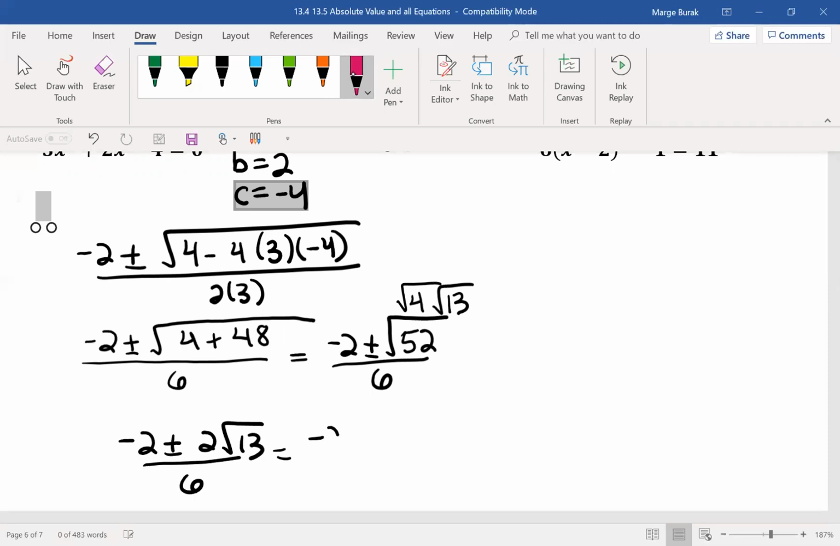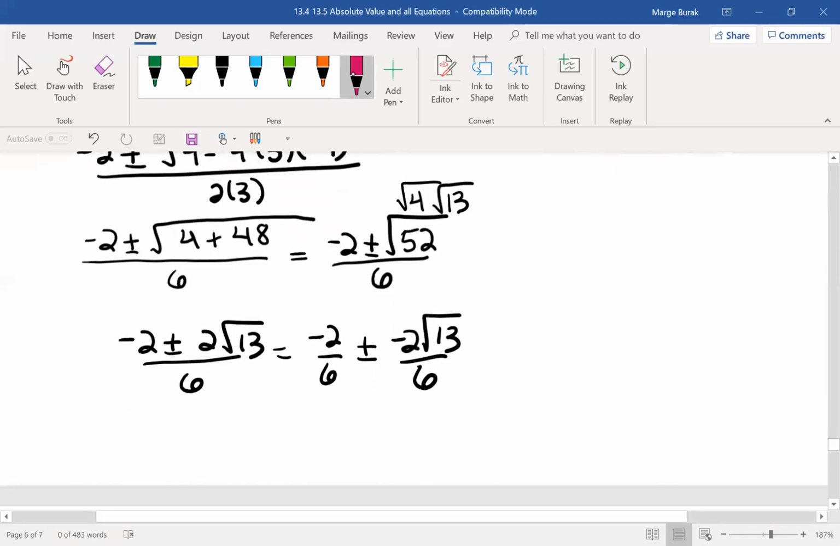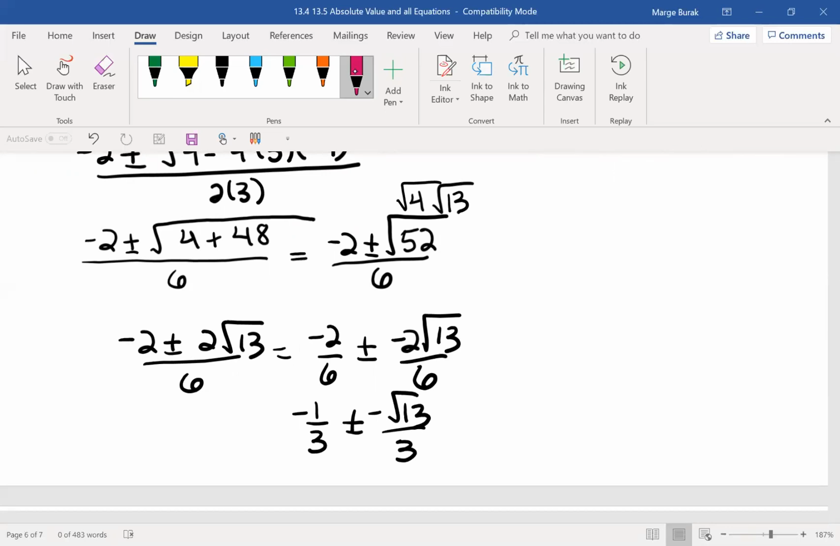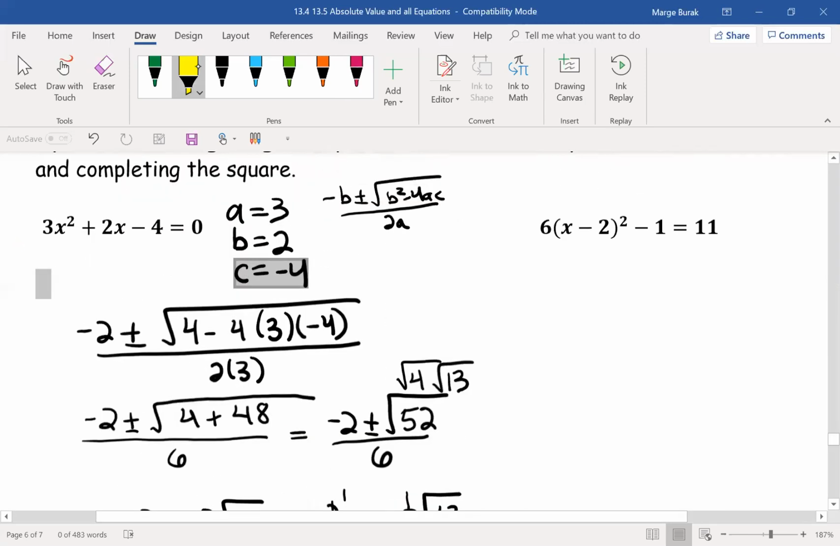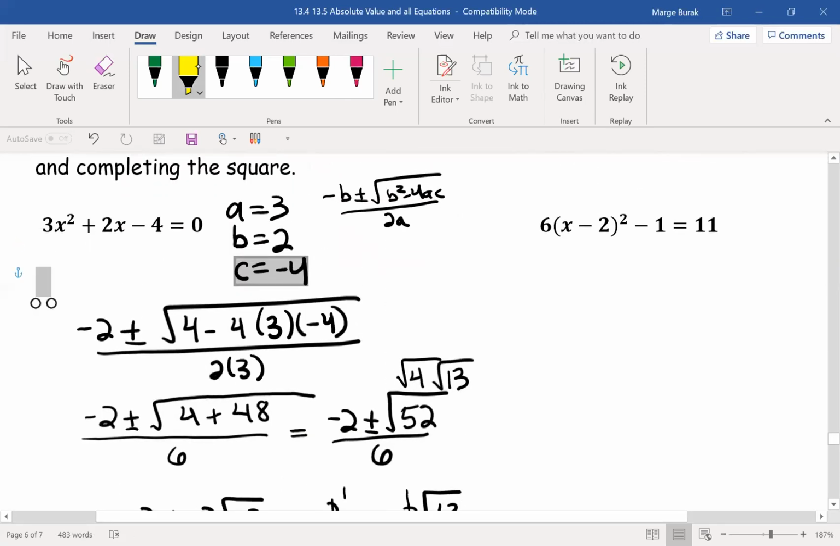If I've guided you before, rewrite these separately, because they're much easier to simplify. So I put both of them over 6, and I will get negative 1/3 plus or minus the square root of 13 over 3, because I'm canceling right here, 1/3 and 1/3. Okay, so let's say that's our answer. And you can always change that to decimals too. You could solve it by graphing.